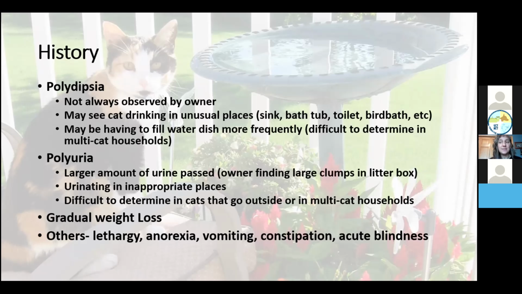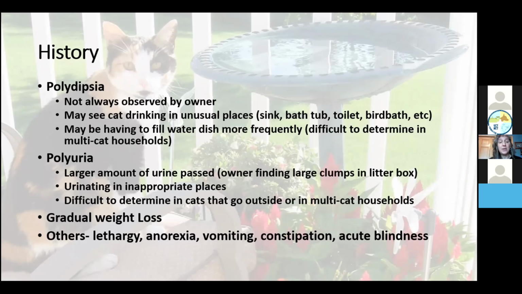Owners may be having to fill the water dish more frequently. This can be difficult to determine in multi-cat households or cats that go outside. The next most common thing you'll see on the history is polyuria, or increased amounts of urine. So a lot of times the owners will find larger amounts of urine in the litter box, or having to clean the litter box more often.